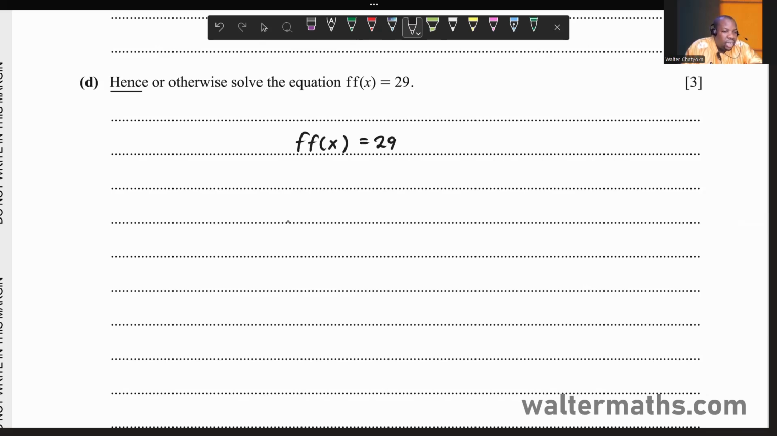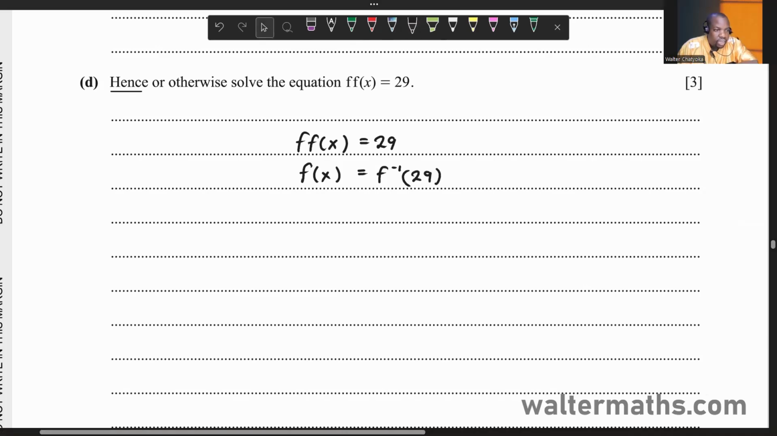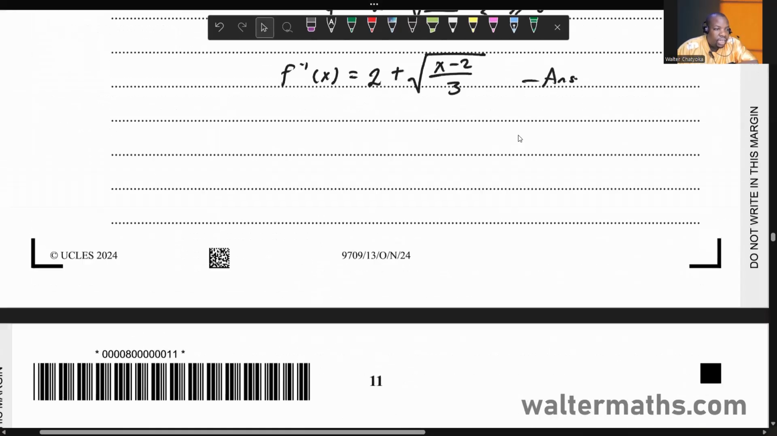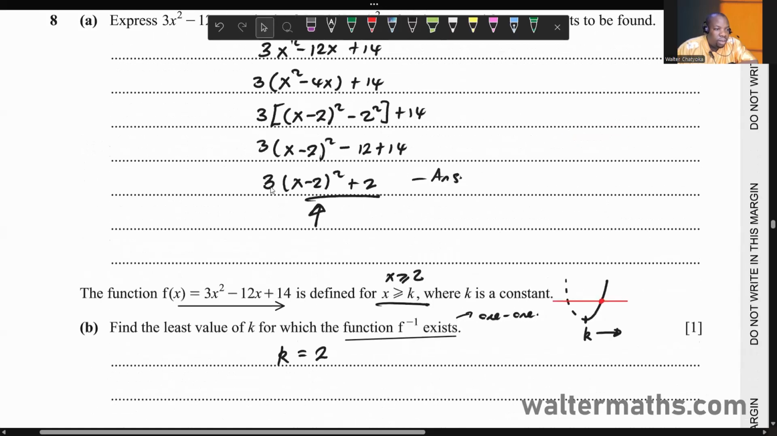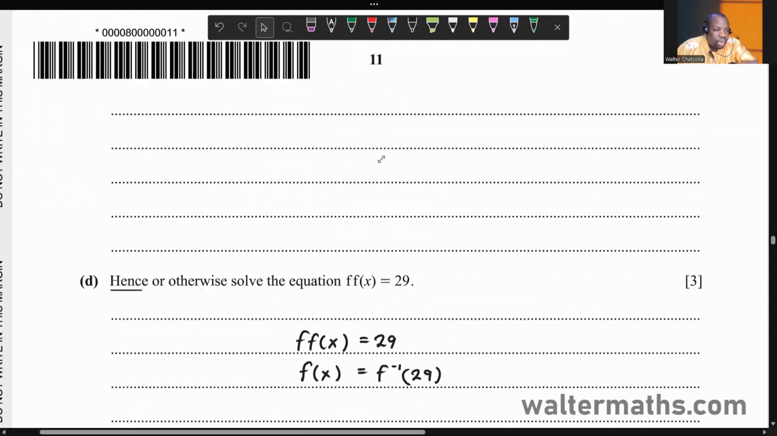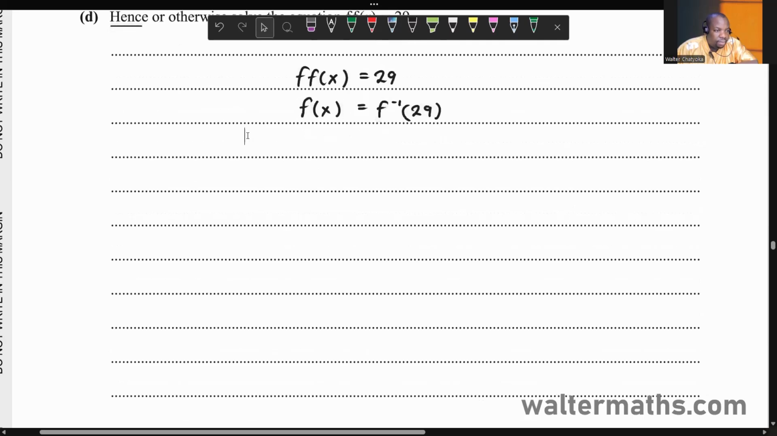All right. And if we inverse both sides, we should have x being equal to f inverse of 29. All right, so for f inverse, we have that. Let's use the completed square form of f of x. So this thing here. All right, and I'm going to place it here.